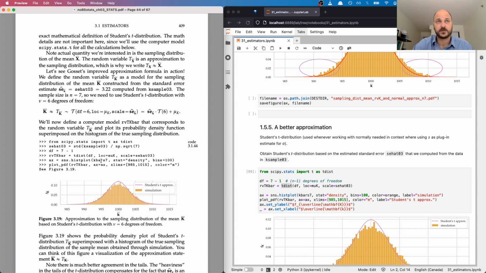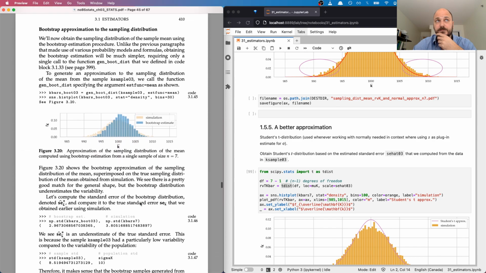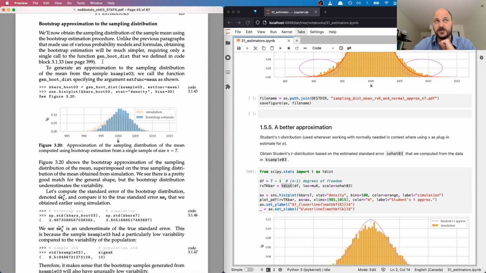Okay, so this is an analytical approximation. We picked a math formula to compensate for the underestimate of the standard error. There is a completely separate way, based on the bootstrap approximation, that doesn't require any math. So let's look at that now.